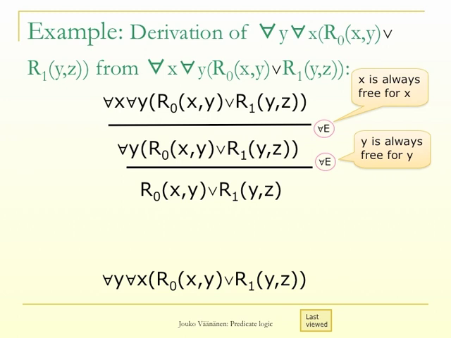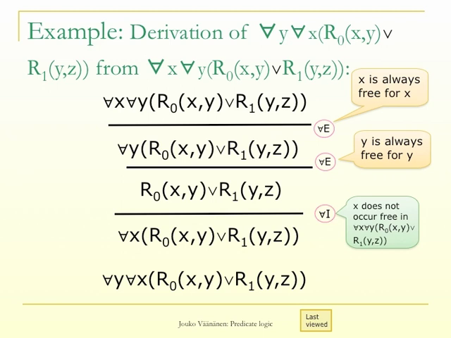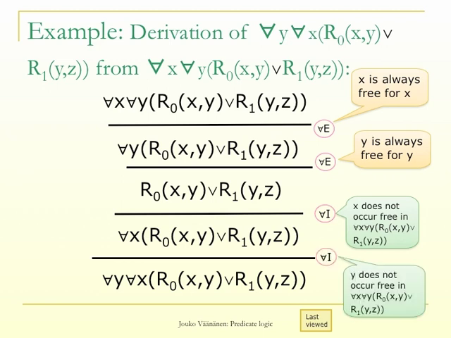And now we start introducing. We first introduce ∀x, and x does not occur free in the assumption. And then we introduce ∀y, noting again that y does not occur free in our assumption. And the deduction is ready.